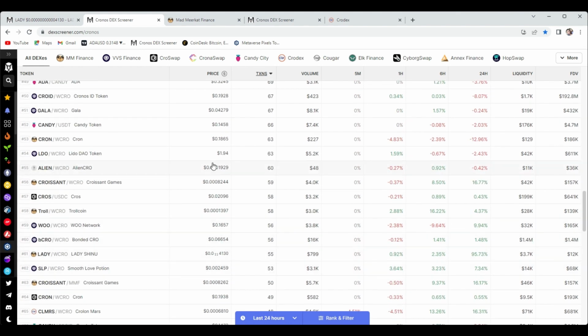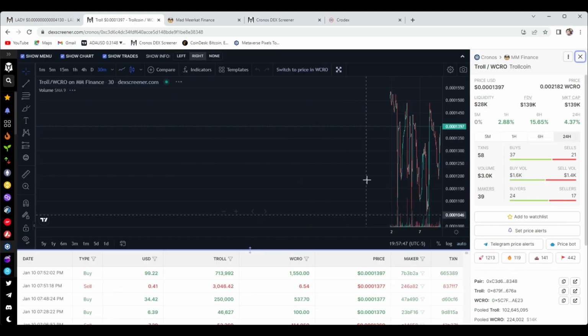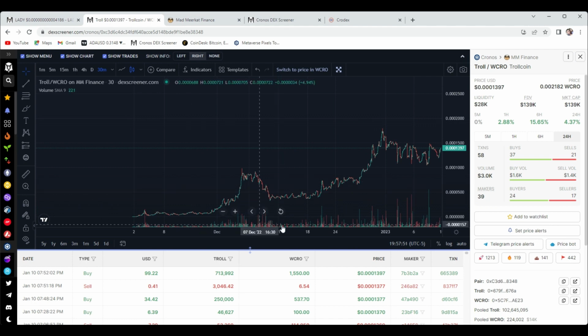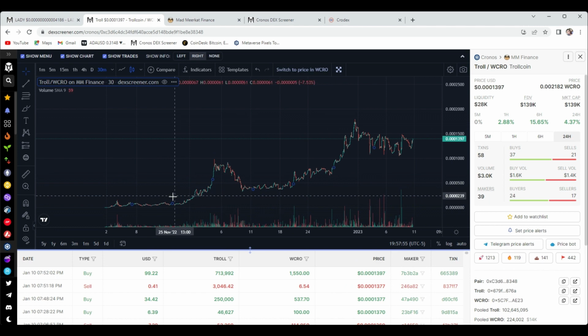Keep an eye on some of the stuff that are popping up, like even like this troll. When I saw it when it popped up, I was like, hell no. I was like, I'm not touching that thing because it had like 5,000 liquidity. Well, look at it now, $28,000 liquidity, which is still nothing. But look at the run up.